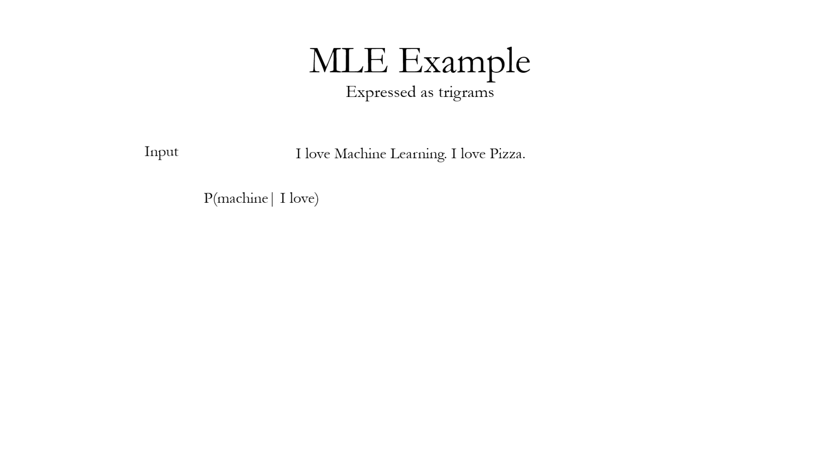Express this as trigrams. We get the following. I love is the previous two words, machine, count 1, probability of 0.5. I love pizza, 0.5 and 1.